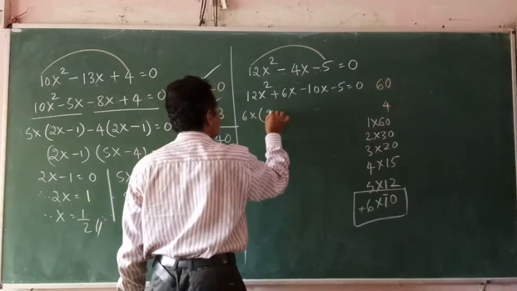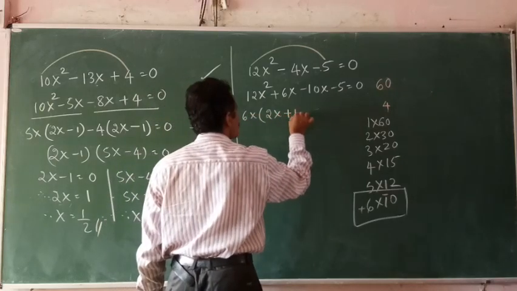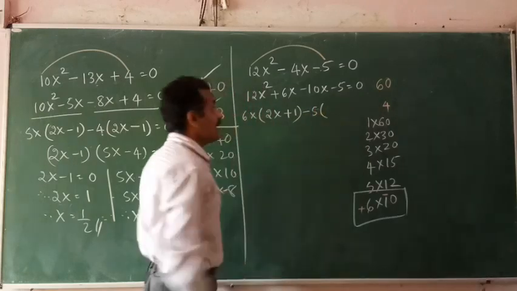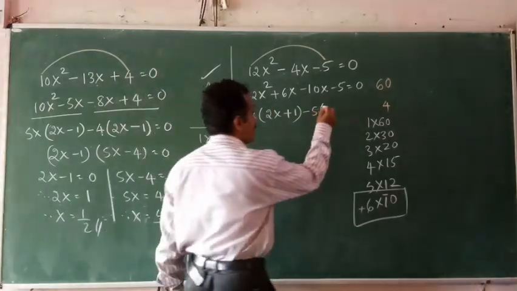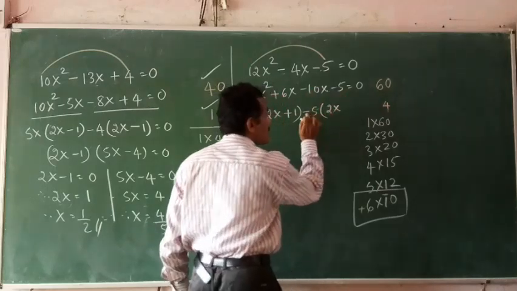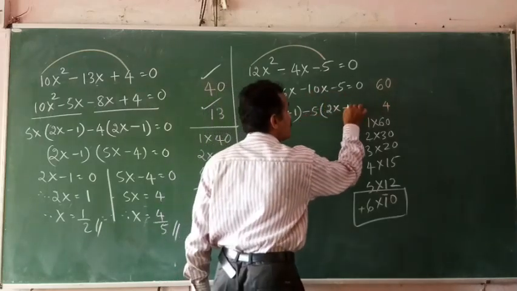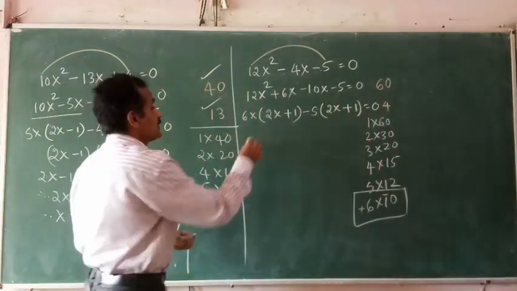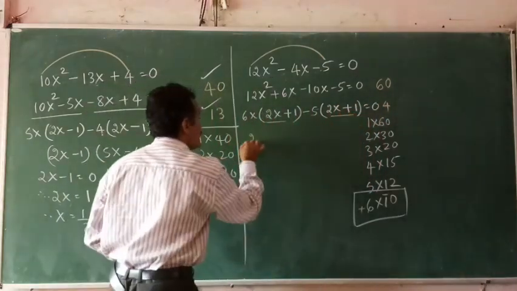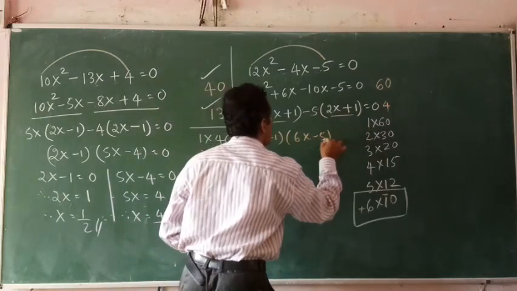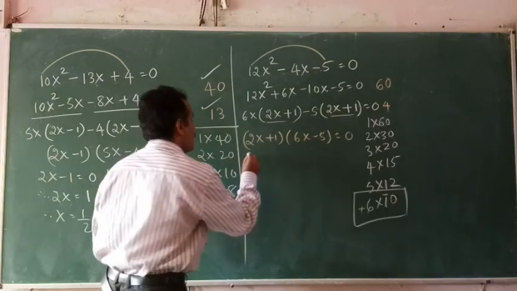6x common. It is 2x plus 1. Here, minus 5 is a common. What is inside? 2x. 5 2s are 10. When minus 10 is positive, this sign will change. Plus 5 1s are 5 is equal to 0. The terms inside the bracket are same. It is 2x plus 1 into 6x minus 5 is equal to 0.